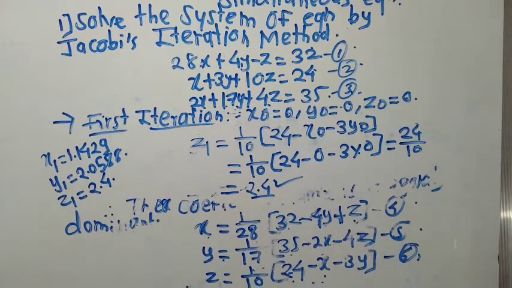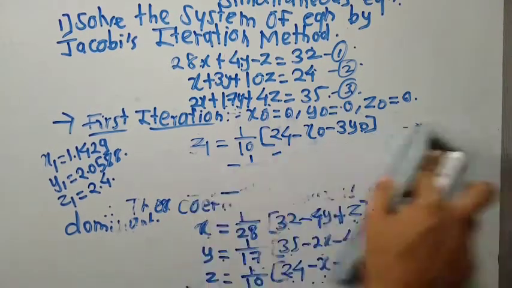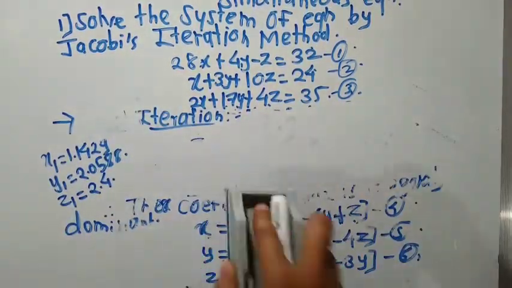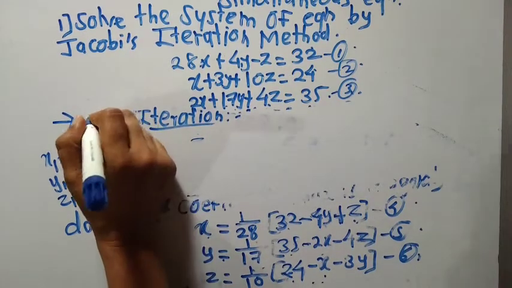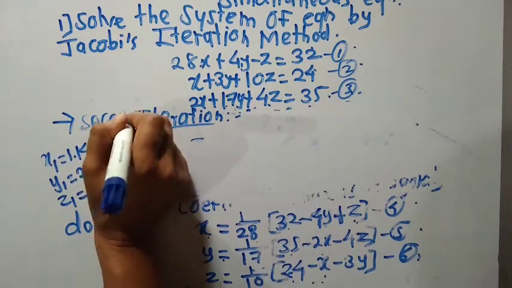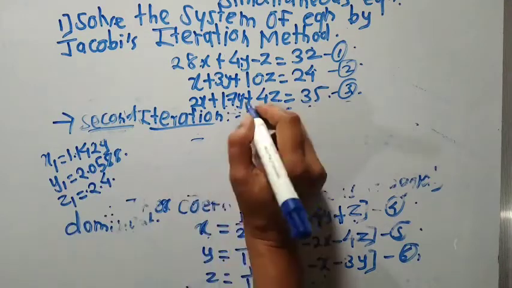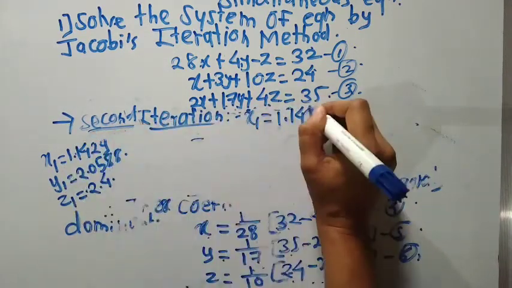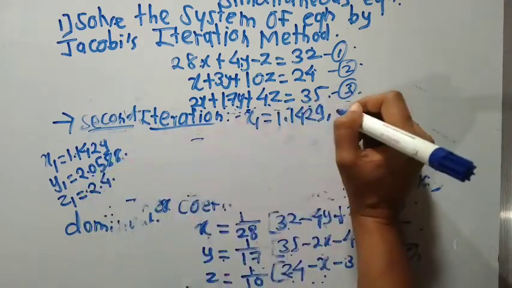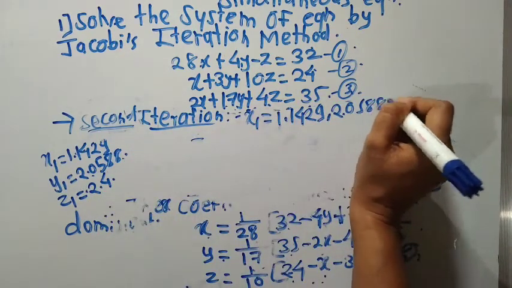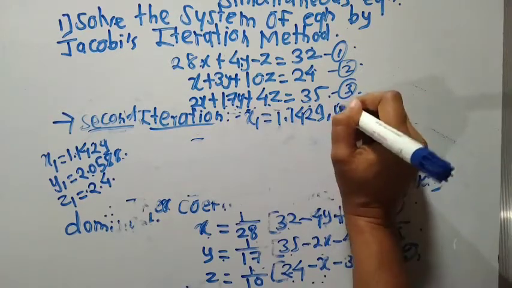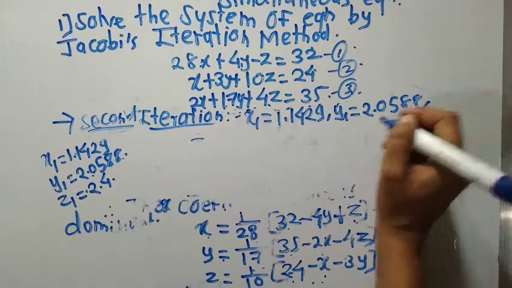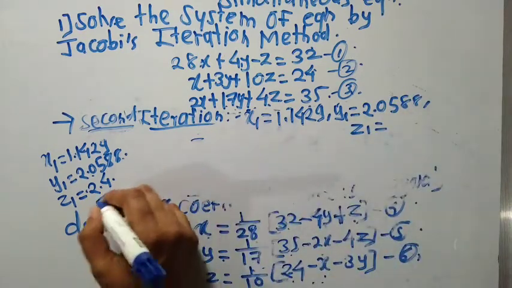Then find out second iteration. Then find out second iteration by using this value. x1 is equal to 1.1429, y1 is equal to 2.0588, and z1 is equal to 2.4.